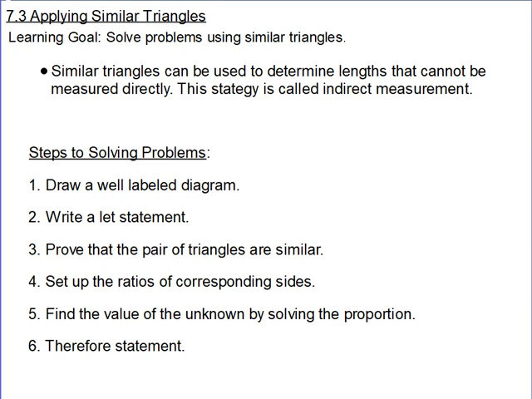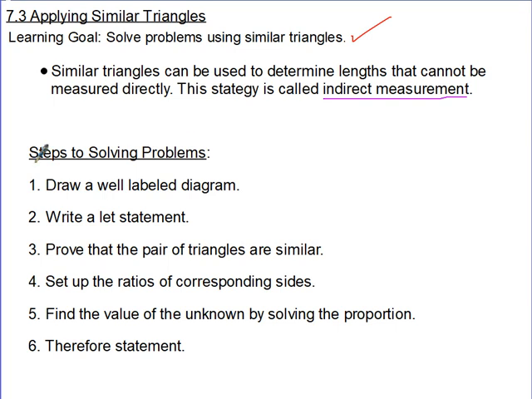So, our learning goal is to solve problems using similar triangles, of course, that's what we're here for. And just a note here, it says similar triangles can be used to determine lengths that cannot be measured directly. And when we use similar triangles and solve for the length of a missing measure, we call this indirect measurement. We've used some other measurements to indirectly measure something that we're actually looking for.